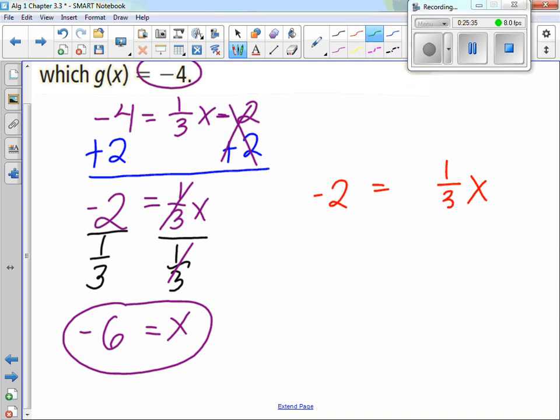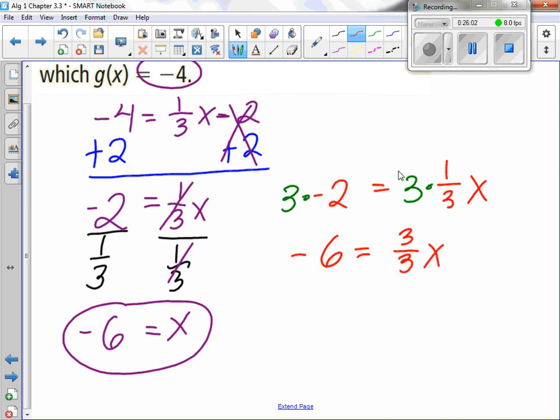Now, there's actually another way to do this from this point here. What I could do is multiply both sides by 3. Now, this seems like a weird step, but let's look at this here. 3 times -2 is, isn't that what we got when we divided both sides by 1/3? We got -6 on one side. Well, 3 times 1/3 would be 3 over 3, yes? Well, what is 3 divided by 3? We get this here, yes?